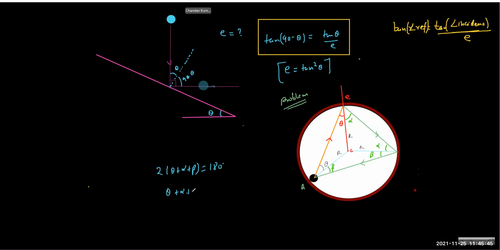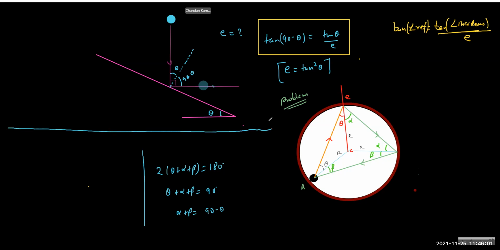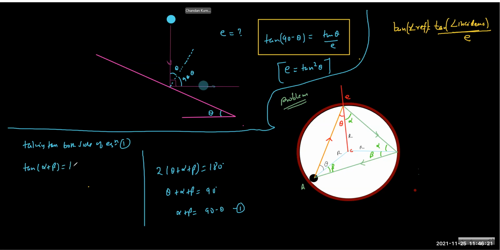Therefore theta plus alpha plus beta is 90 degrees. So alpha plus beta equals 90 minus theta; I'm taking theta on the other side, since that is what I'm trying to calculate. Now we take tan on both sides of equation 1. So tan of (alpha plus beta) equals tan of (90 minus theta). This is (tan alpha plus tan beta) over (1 minus tan alpha tan beta), and this is cot theta.